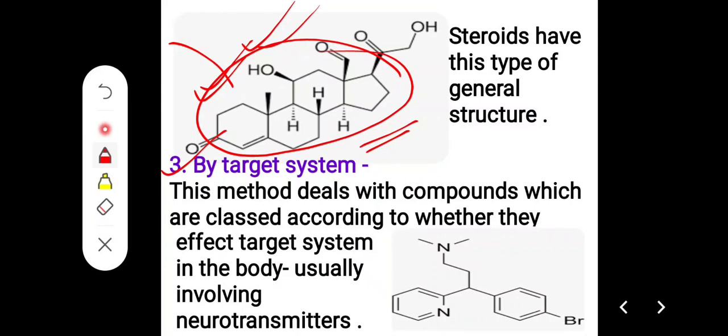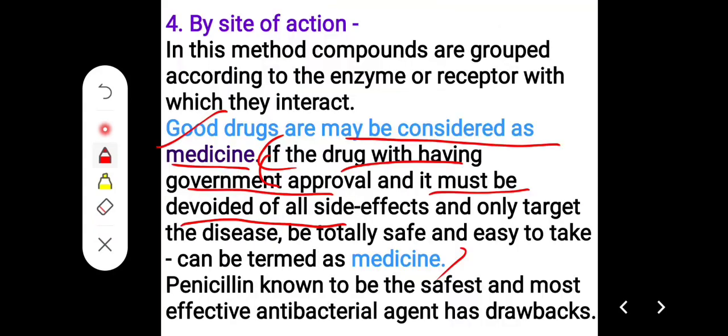This depends on the compounds' class according to which target system is affected in the body, which usually involves neurotransmitters. Okay. Next we have to know about site of action. In this method, compounds are grouped according to the enzyme or receptor that they should interact with. So interaction is important in that case.